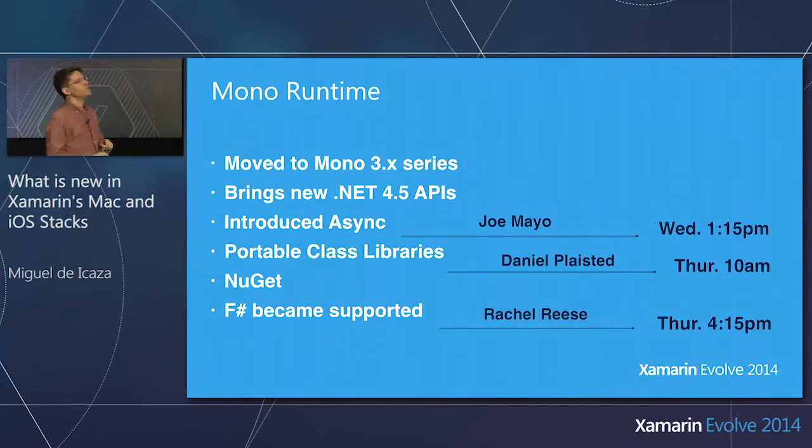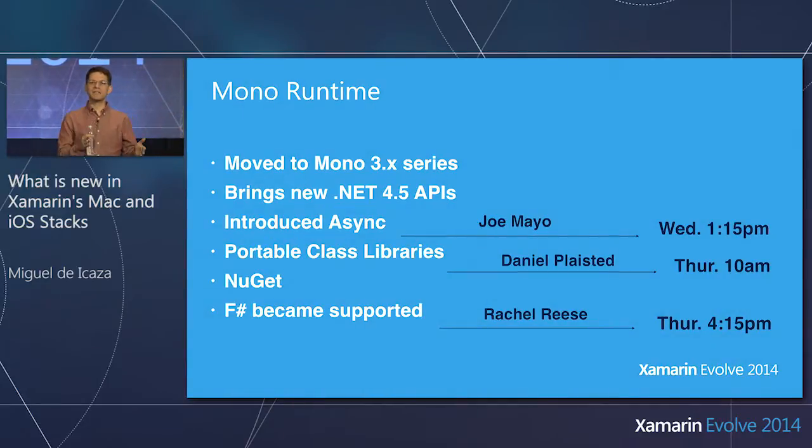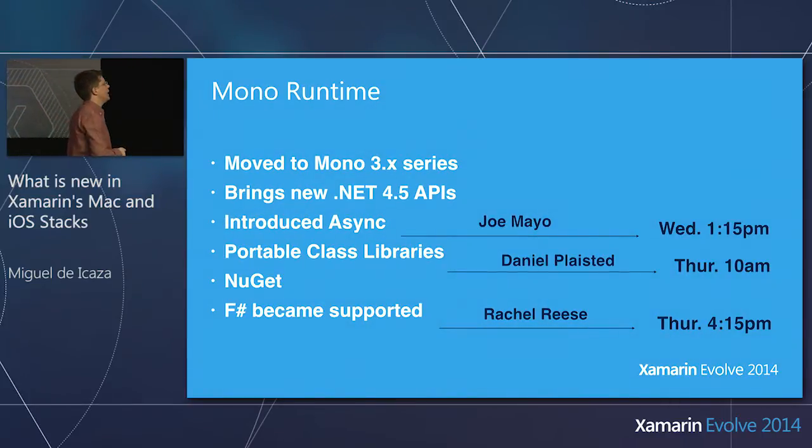So basically, we're reducing the inventory. We've moved into a world where we're reducing the inventory of patches that we have in the Mono runtime and how long it takes to ship to customers. So now we're tracking Mono 3.0, the latest version. It brings all of the latest .NET 4.5 APIs, so you're no longer limited to all the old APIs that we had. And we introduced a number of features: async programming, pickles, and Node.js, and F#.